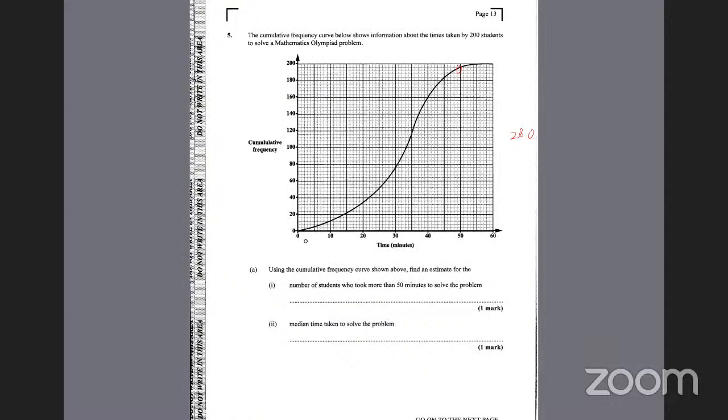Hold on, it's looking like 196. So it's at about 4 people. So that's 196. So the people who took more than 50 minutes, that's between 50 and 60 basically, that's 200 minus 196, which is 4 people. The median time taken, well, this is the total. Median is the total divided by 2, which is 100.